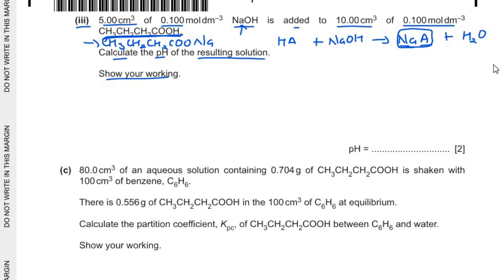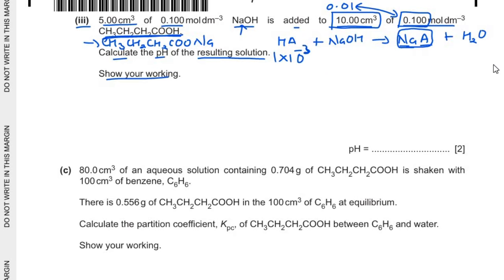So if we take the initial concentration of the butanoic acid, then it is 0.1, and the volume is 10 centimeter cube. So if we change it into dm cube, it is 0.01. Now if we multiply these two values, the moles of the acid turns out to be 1 into 10 power minus 3.